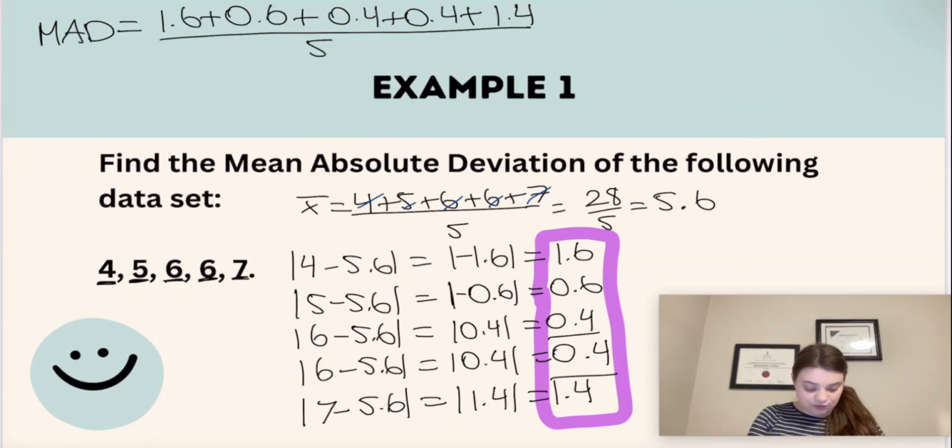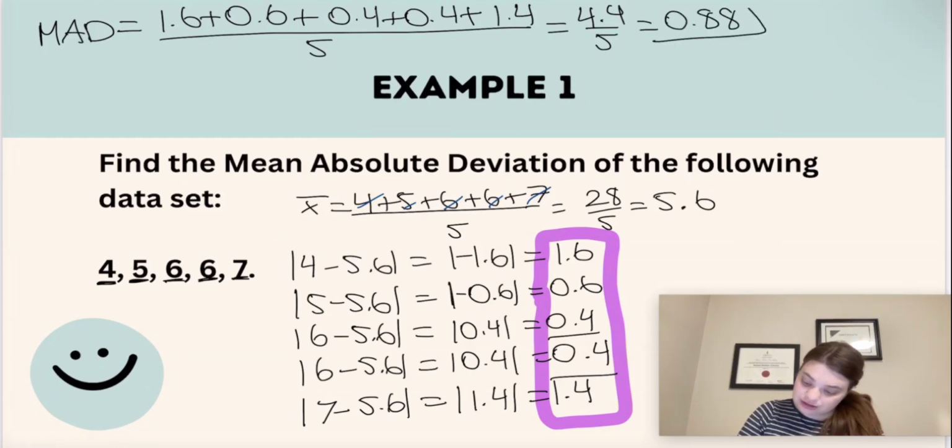So now feel free to grab a calculator if you'd like to, and let's add them all up. 1.6 plus 0.6 plus 0.4 plus 0.4 plus 1.4 is 4.4. So we have 4.4 over 5, and you can punch that in your calculator and get 0.88. So therefore, the answer for the mean absolute deviation of this data set is 0.88.